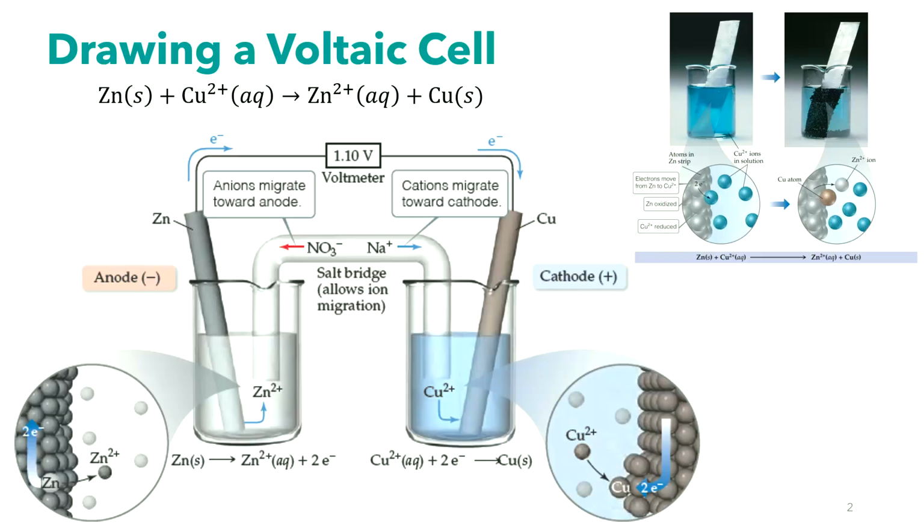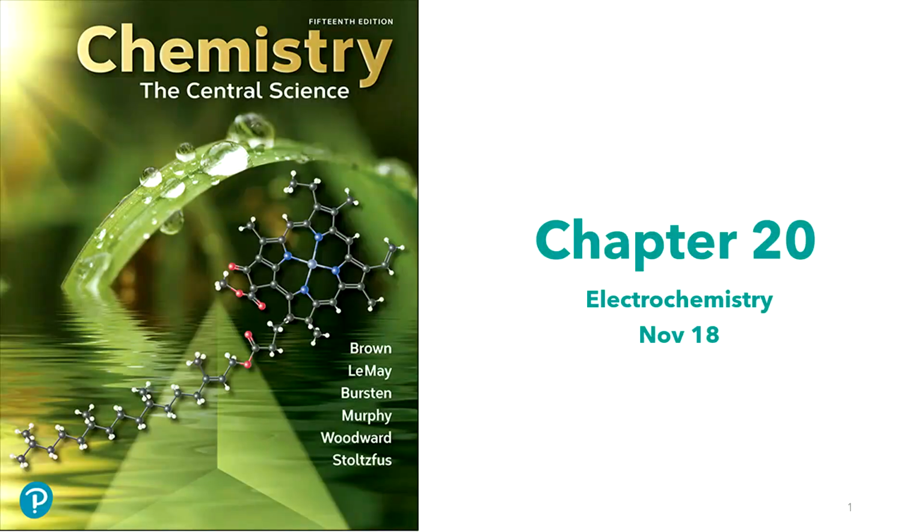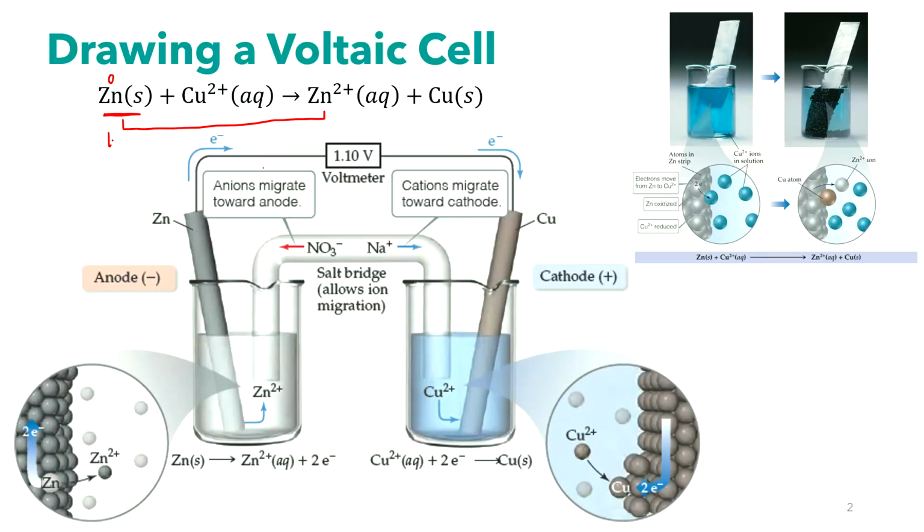So here we have zinc. Okay, and it's going to go from zinc solid, which has an oxidation state of 0, to zinc 2 plus. Okay, so it loses electrons, which means it's oxidized, which means that this half cell is the anode. Remember, anode by definition is where oxidation occurs.